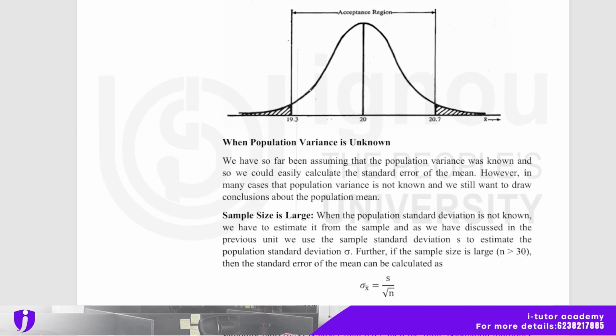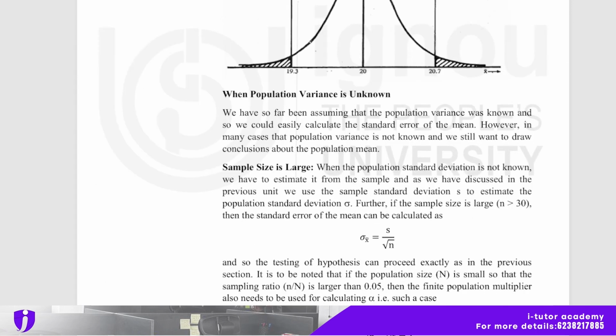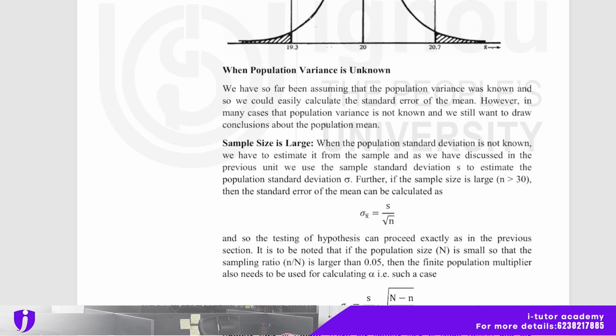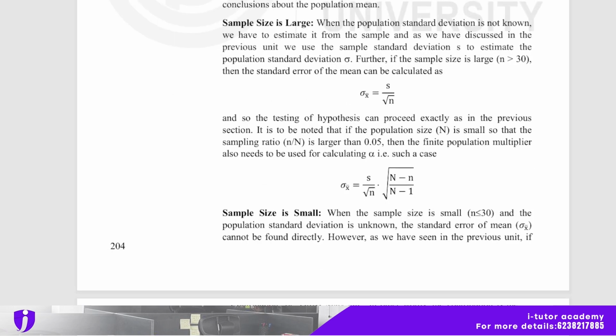When population variance is unknown: we have so far seen the case assuming that the population variance was known, and so we could easily calculate the standard error of the mean. However, in many cases the population variance is not known and we still want to draw conclusions about the population mean. Sample size is large: when the population standard deviation is not known, we have to estimate it from the sample, and as we discussed in the previous unit, we use the sample standard deviation S to estimate the population standard deviation. Okay, and the sample size is small.